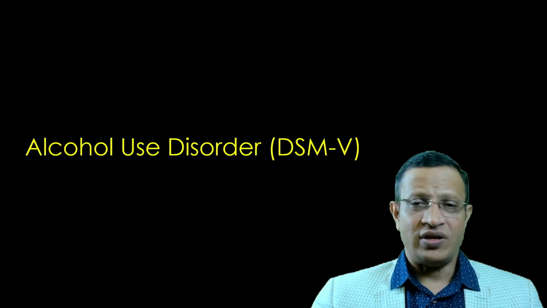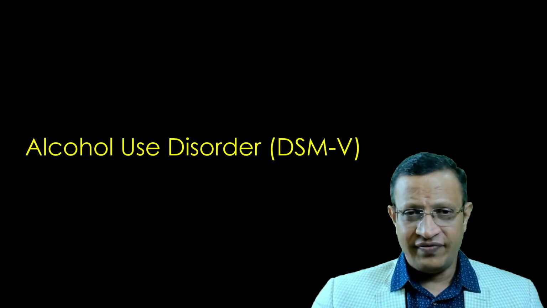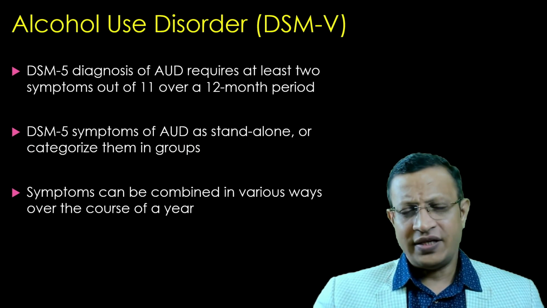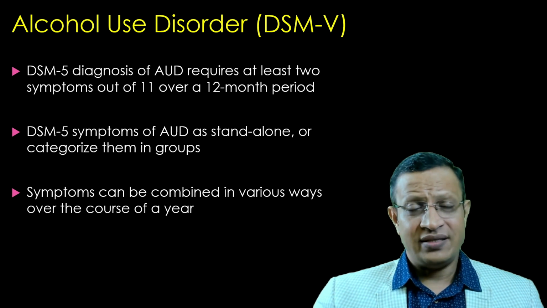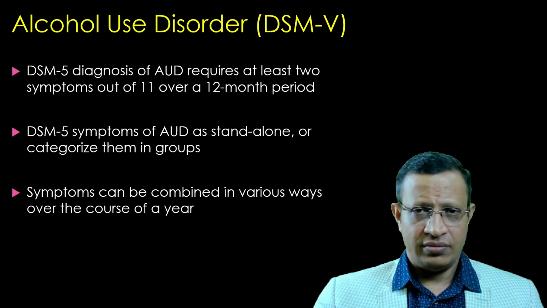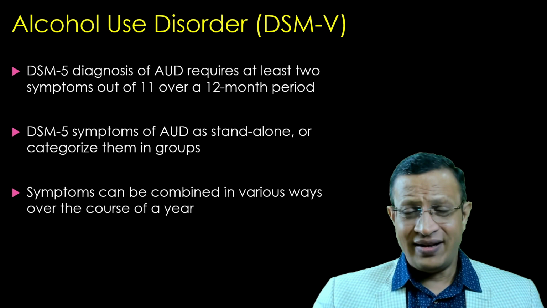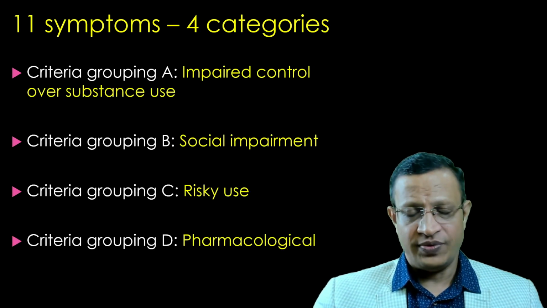Now let's understand what alcohol use disorder is as per DSM-5. DSM-5 is very clear. Out of 11 symptoms, only 2 symptoms over the past 1 year are required to diagnose alcohol use disorder, and these symptoms can be in combination. All these 11 symptoms can be categorized into 4 groups: Group A, B, C, and D.